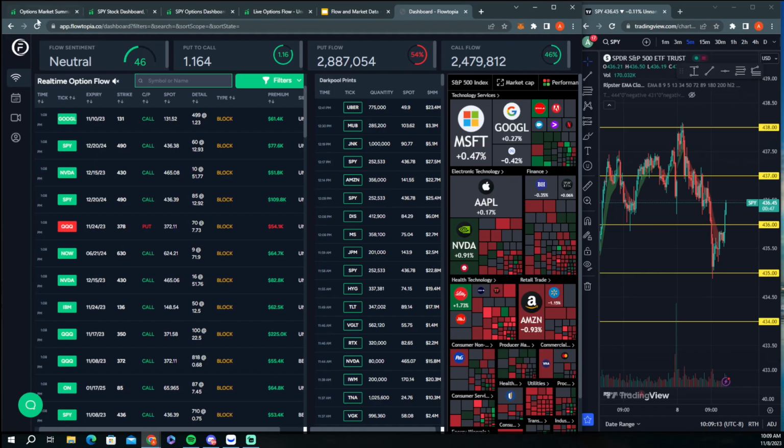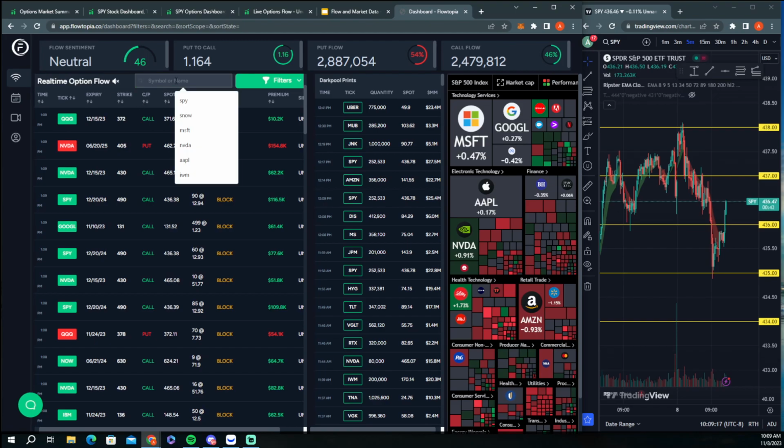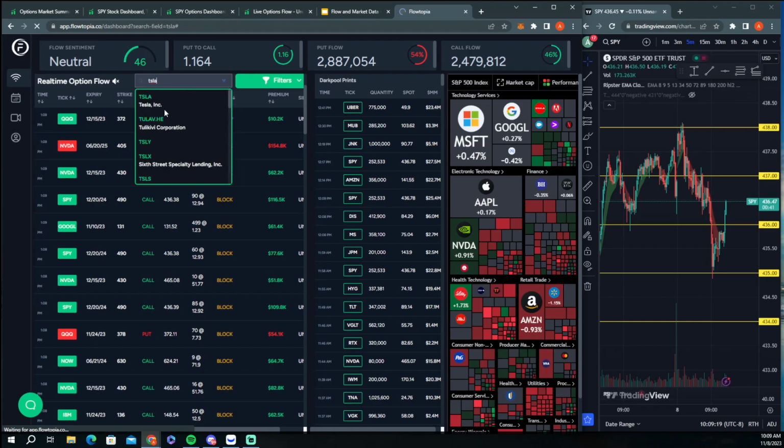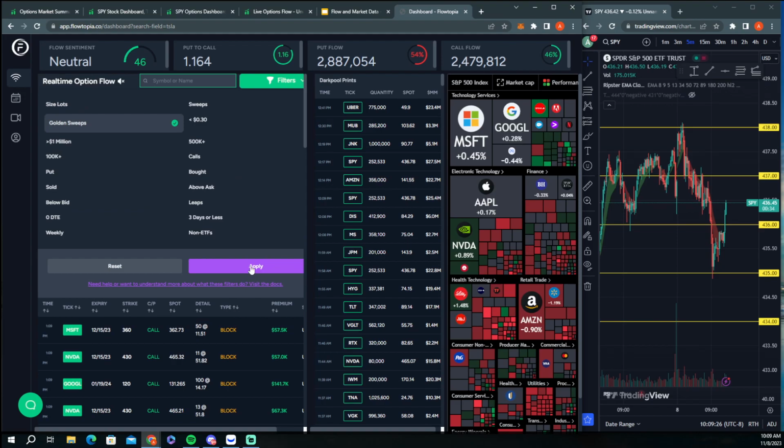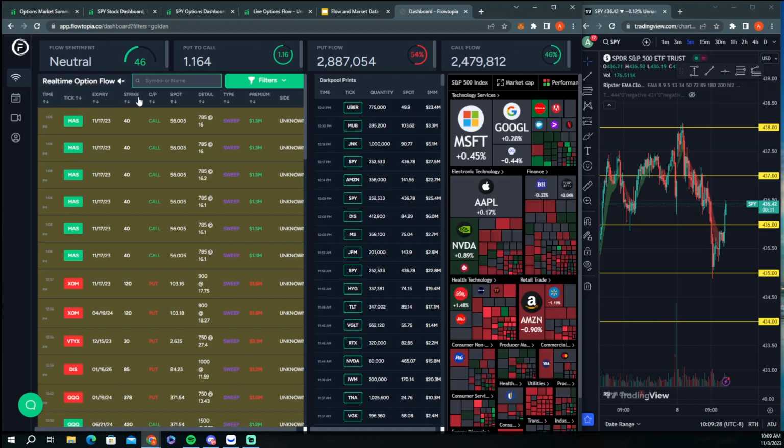Can you show us flow golden sweeps for a single stock, and can trade ticks? Yeah, you can. So let's give an example for Tesla on the Flowtopia platform. You can see just by the filters, we can look at golden sweeps here and then hit apply. You can see the golden sweeps for Tesla.